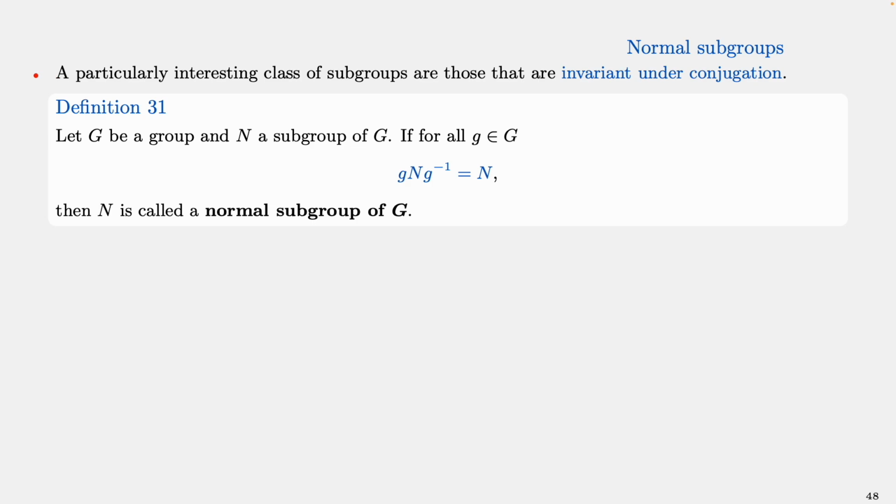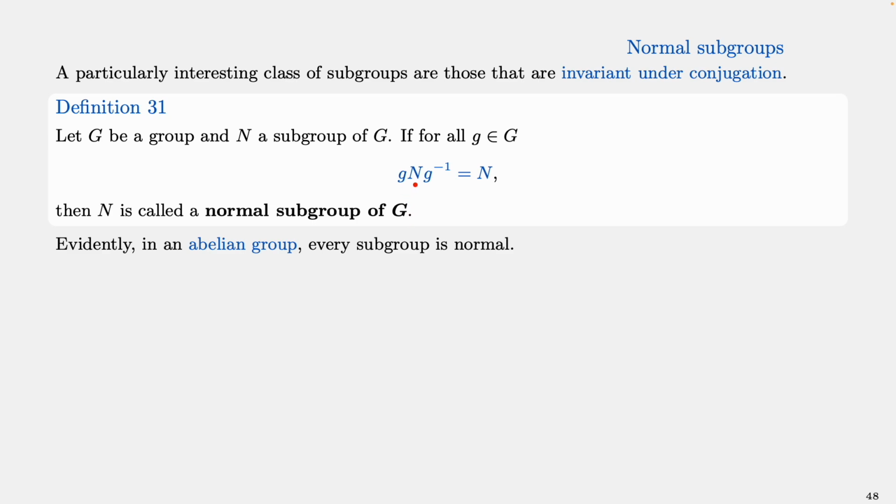There's a particularly interesting class of subgroups, and those are the subgroups that are invariant under this conjugation operation. So if G is a group and N is a subgroup of G, such that for all elements g in the group G, it holds that g N g inverse is equal to N itself, then we call N a normal subgroup of G. Evidently, in an abelian group, every subgroup is normal.